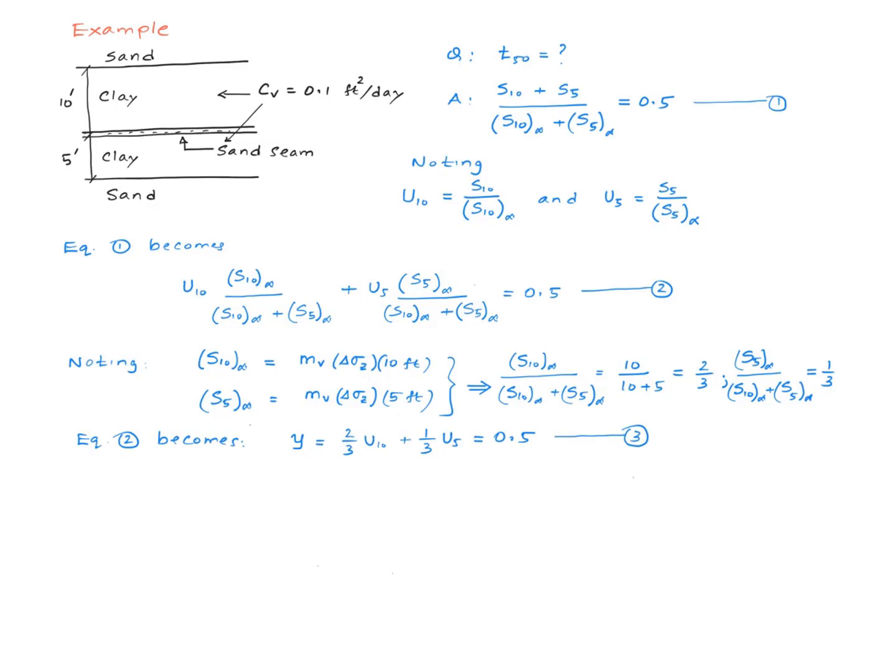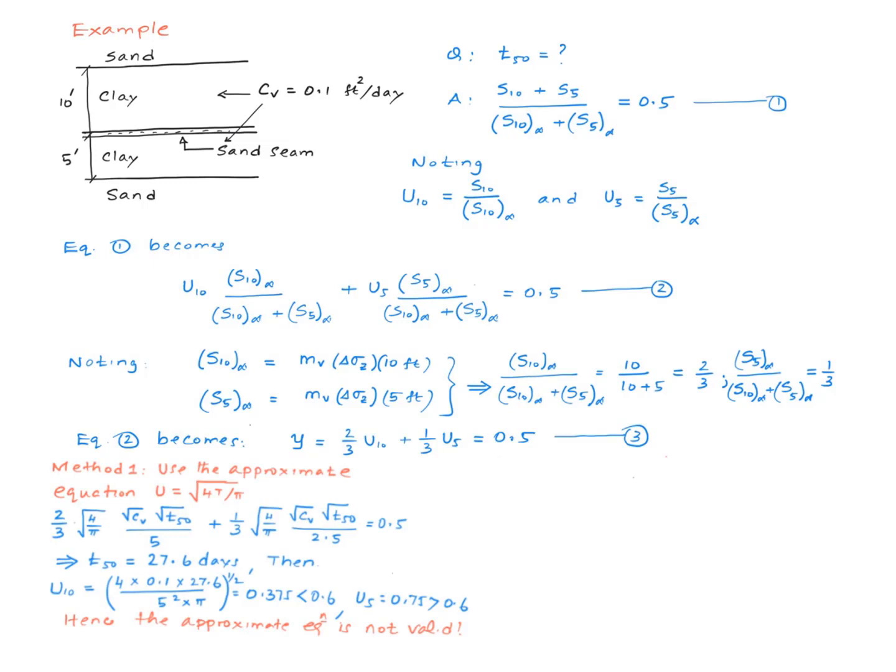So using this equation, we can write down S10 to infinity as this: mv times the change in vertical stress multiplied by the thickness of that layer, which is 10 feet. And S5 infinity can be written like this. So from the two, you can see this ratio is simply 10 over 10 plus 5, which is 2/3. And similarly, this ratio is 1/3. So now I'm going to take these numbers and put them over here. All right. And then equation 2 becomes something like this.